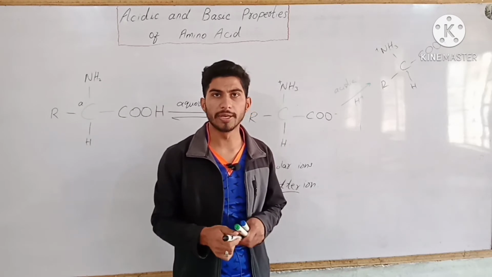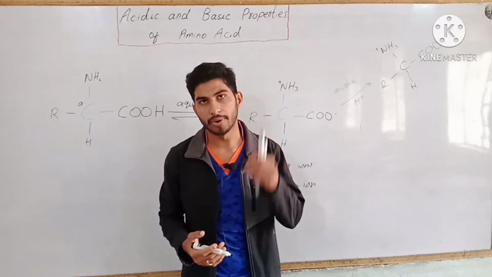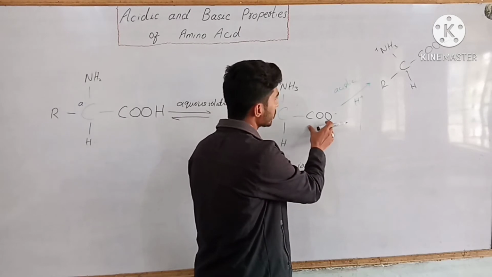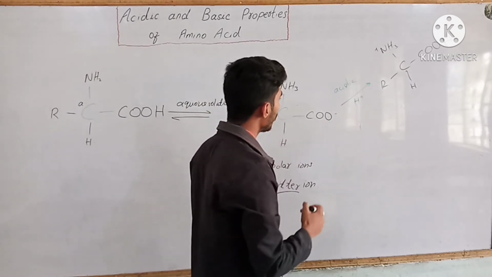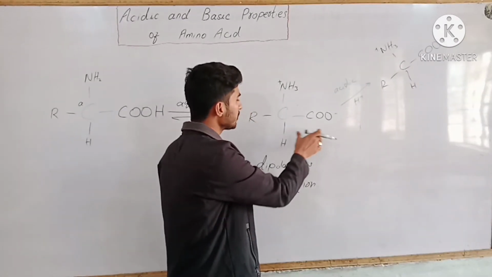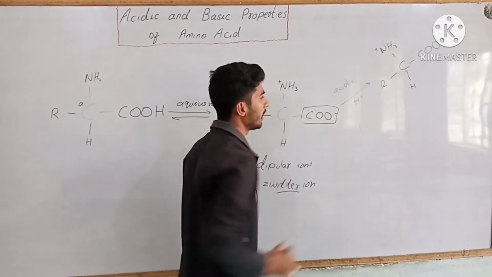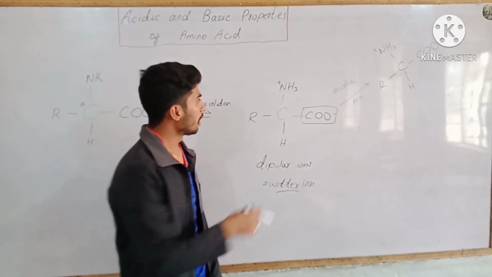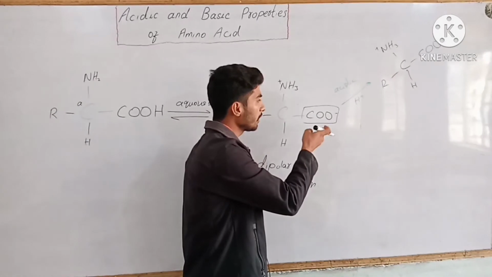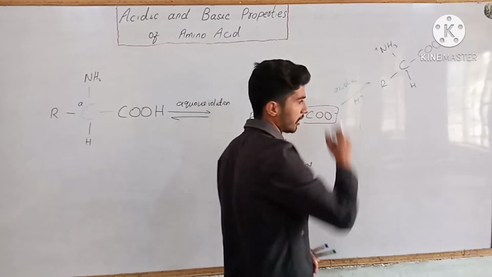According to the Lowry-Bronsted theory, acids donate protons and bases accept protons. In this situation, this carboxylate ion accepts the proton. So one concept is clear here: the basic property of an amino acid is due to the carboxylate ion, because according to the Lowry-Bronsted theory, this carboxylate ion is accepting the proton.